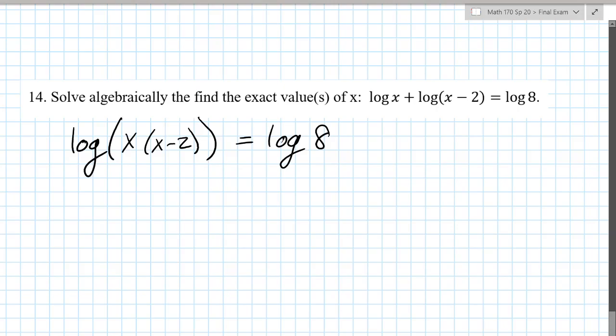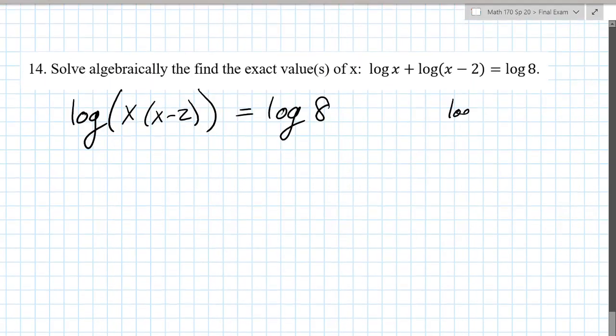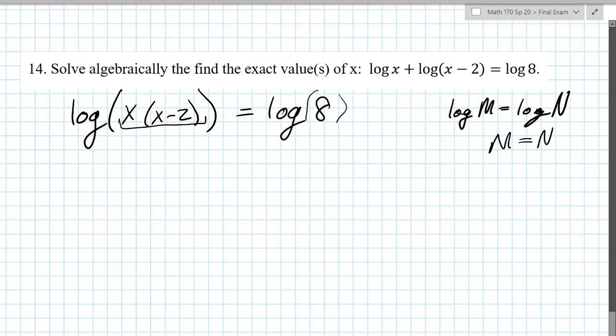So we're looking at the form of this, and we notice that everything in this problem has a log function with it. So we can use the property that log m equals log n implies that m equals n. Since you have log of some stuff on the left equals log of some stuff on the right, that means their arguments have to be equal to each other.